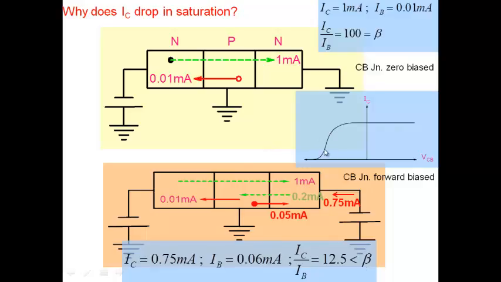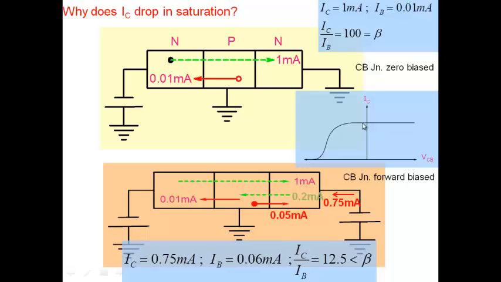Okay, now as we can also see from this diagram, I can have a situation where IC by IB is 1. Right here, IC by IB is 1. But the transistor is not really in active mode. If you strictly want to talk about it, it is in saturation. But the effects of saturation have not come in.